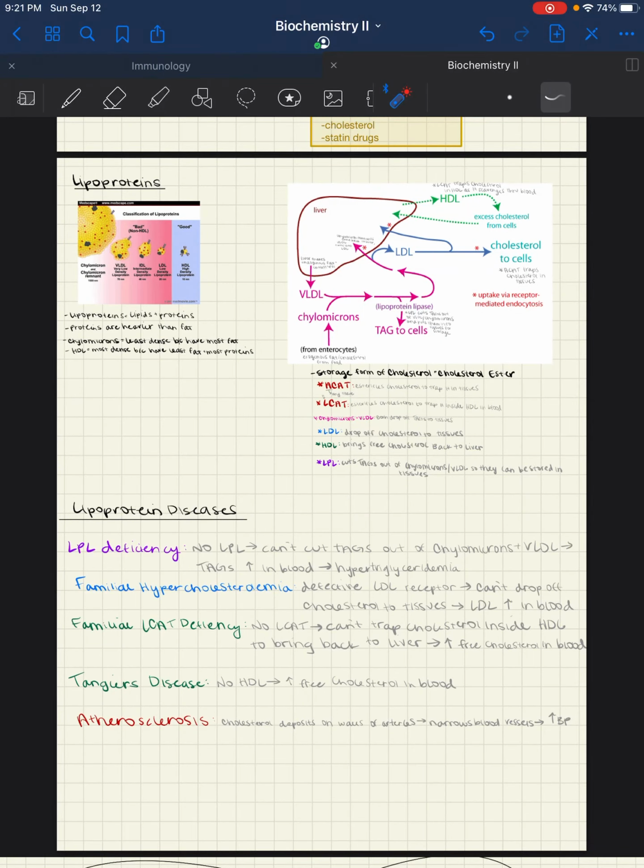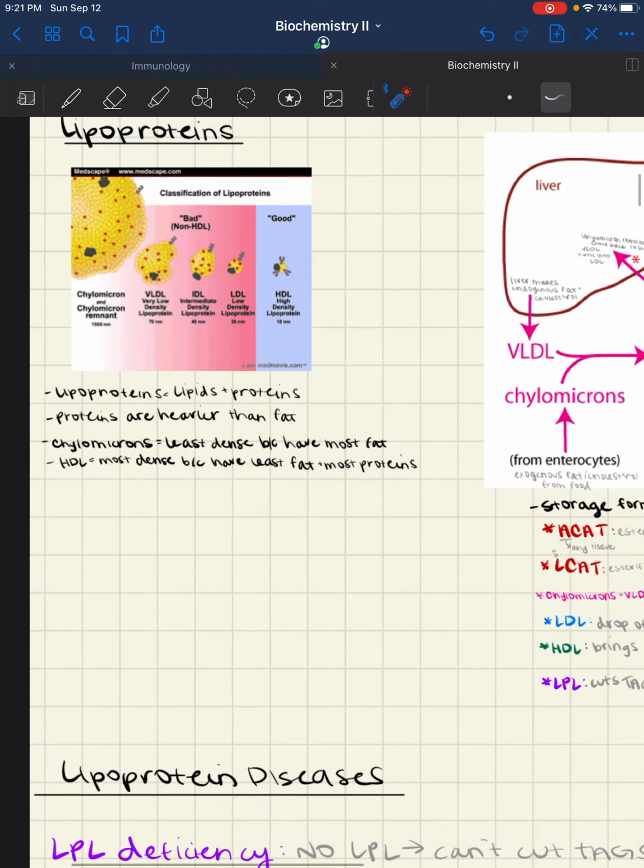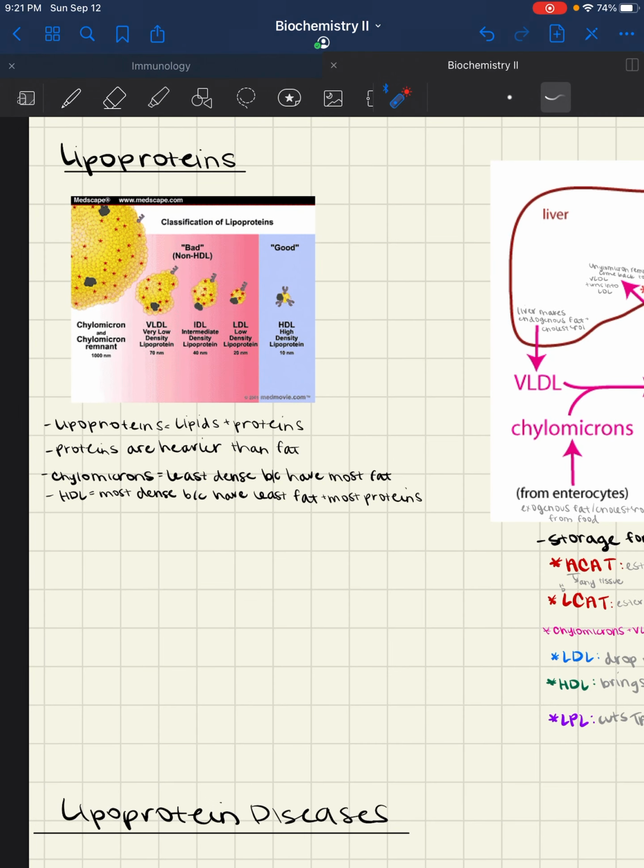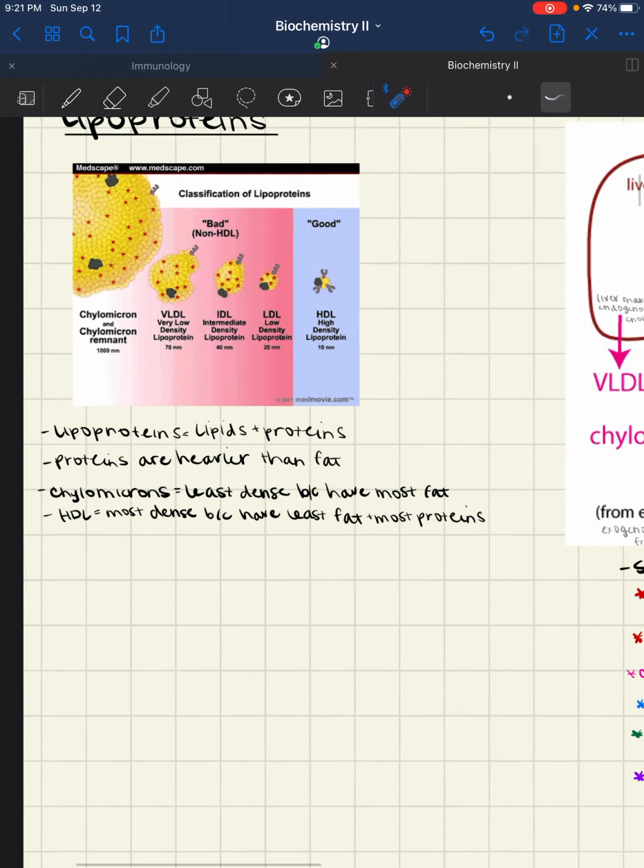Okay, I'm going to be talking about lipoproteins. So what are lipoproteins, you may ask? Well, let me tell you. They're lipids and proteins. So proteins, I think we've all heard that muscle weighs more than fat. So proteins are heavier than fat.